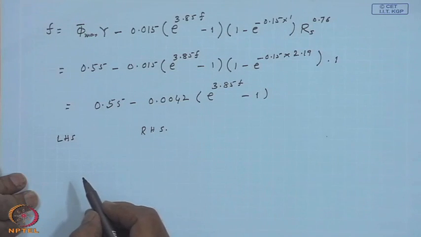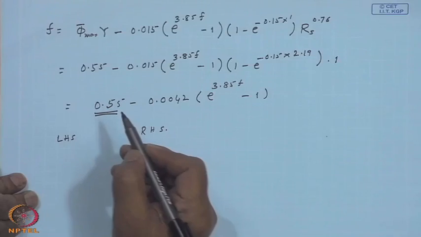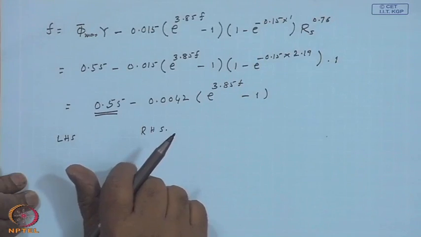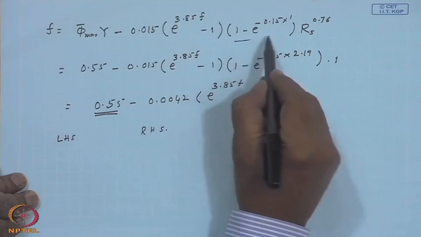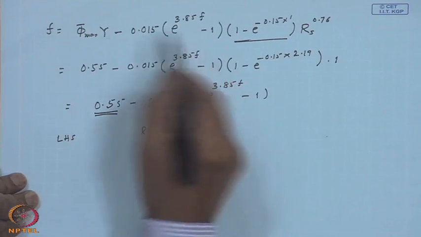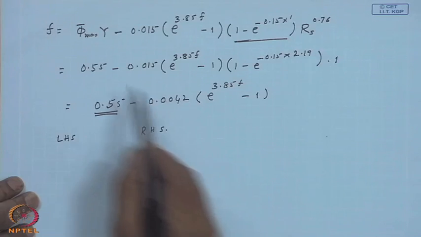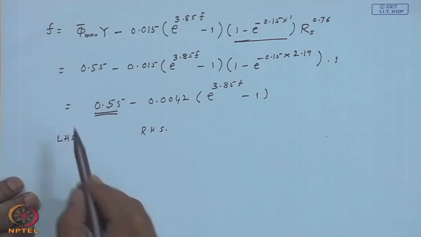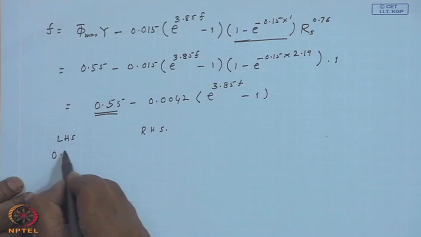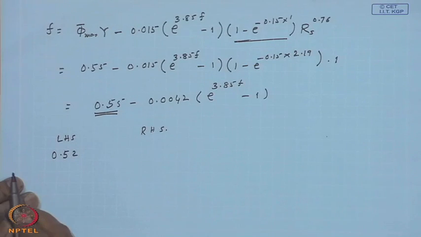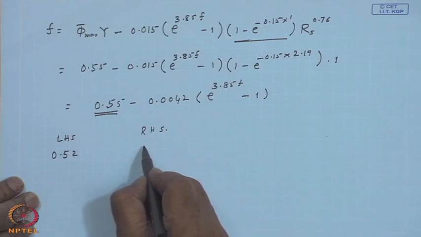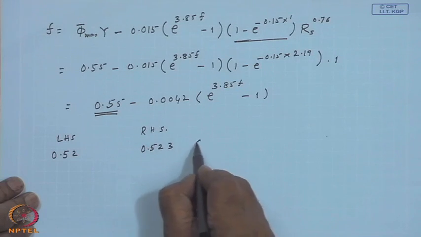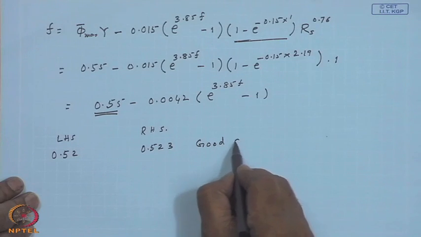Okay. So, I know phi bar max y is about the maximum solar load fraction if you forget all this losses part. This is basically a loss, and this implicit relation indirectly expresses f again in terms of f. So, this f I know should be less than 0.55. I assume it to be 0.52, RHS will come out to be 0.523. Oh, good agreement.